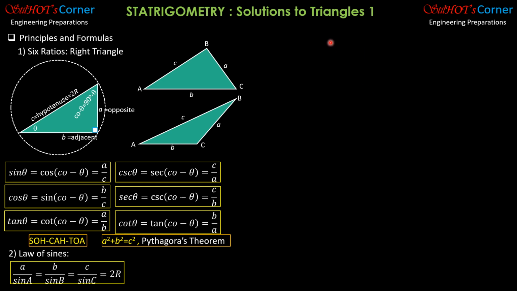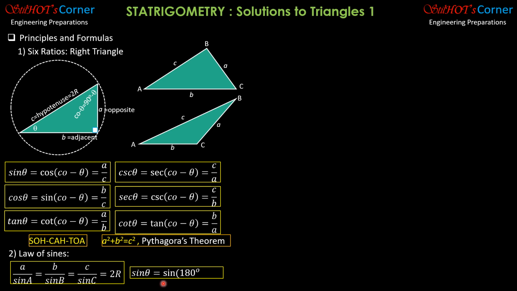So for the law of cosines, so this is the law of sines. Any side over the sine of the angle opposite it equals the other side of the triangle over the sine of the angle opposite it, equals the third side over the sine of the angle opposite it, and that ratio is constant, equal to the diameter of the circumscribing circle.